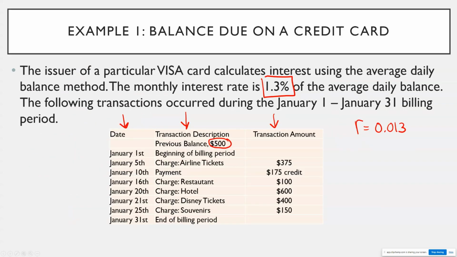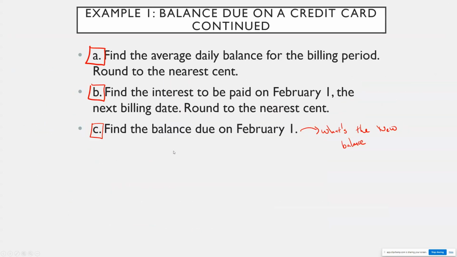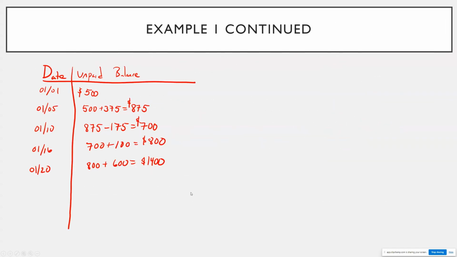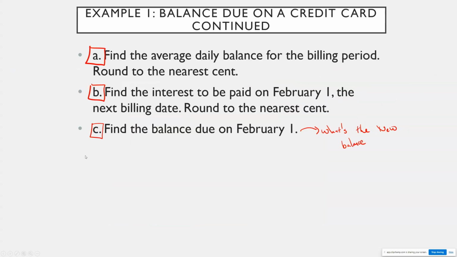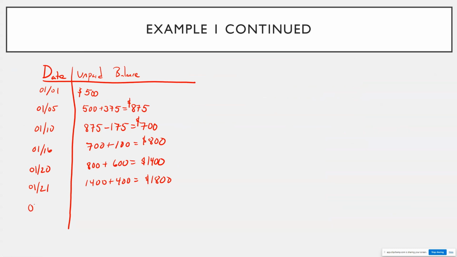All right, Disney tickets on the 21st. That's great. And those cost $400. Pretty expensive. So I take $1,400, add the Disney tickets, and now their unpaid balance is up to $1,800. And then their last charge here was some souvenirs for $150 on the 25th. So I would take $1,800 and add $150, and now their new unpaid balance is $1,950.